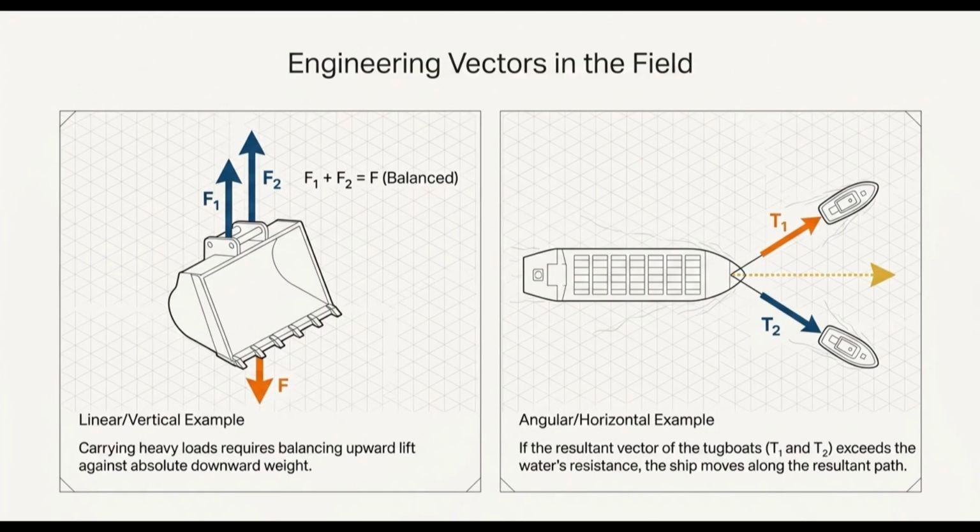You can see the linear or vertical example here and the angular or horizontal example here. In the linear or vertical example, carrying heavy loads requires balancing upward lift against downward weight. So F1 plus F2 should be equal, balanced. In the angular or horizontal example, we are taking the case of a tugboat here. If the resultant vector of the tugboats exceeds the water resistance, the ship moves along the resultant path. You can choose any example of your choice.